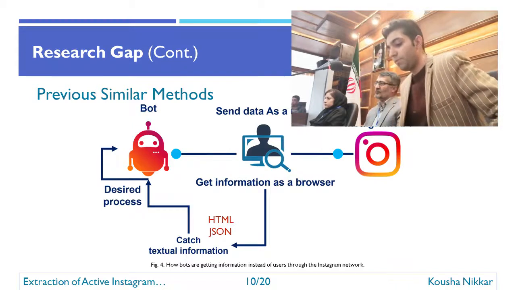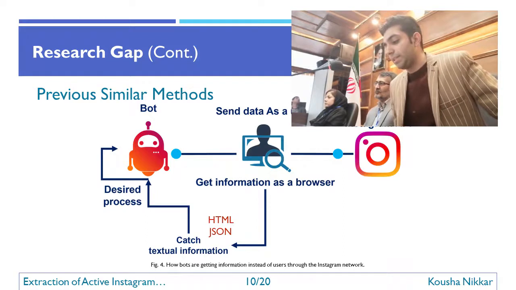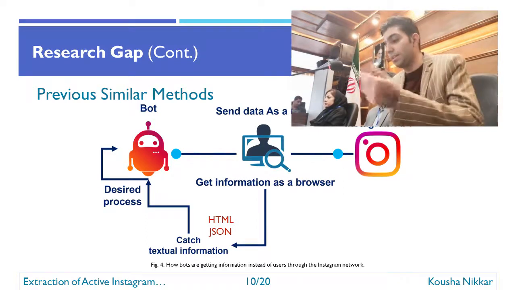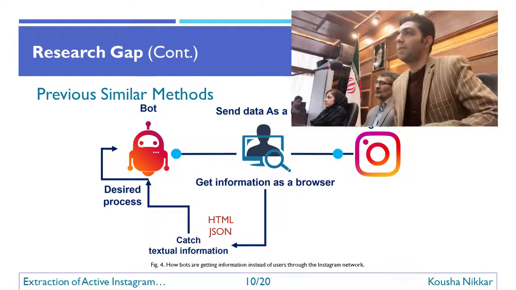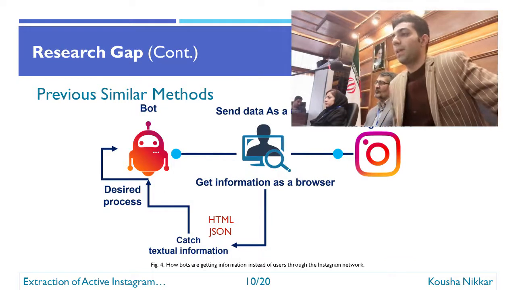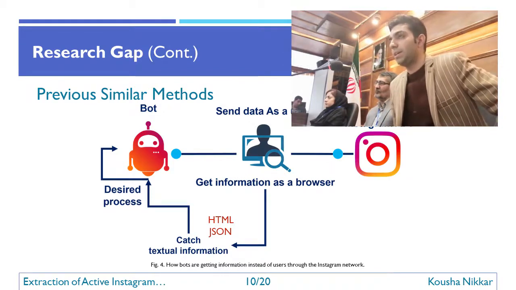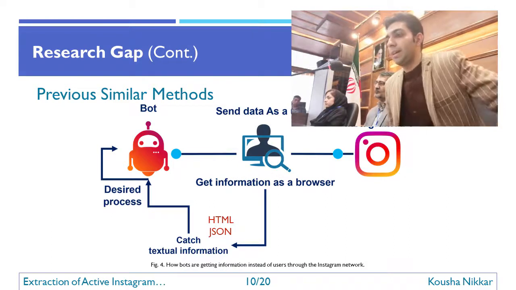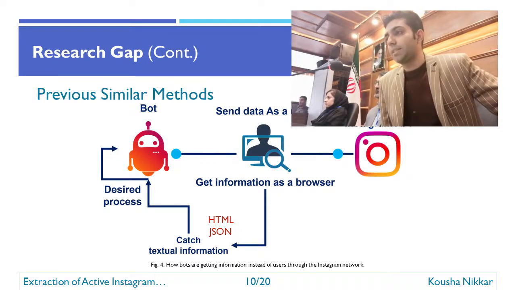Because these bots work on the web platform like an internet browser, they send the desired data as a user to Instagram, and Instagram answers this request. Then bots read these answers in the presentation and application layers of the OSI model, and in the next stage, bots can do some desired processes on this data.